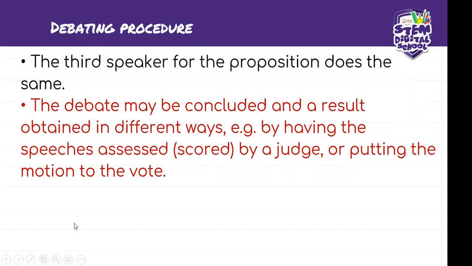Then the third speaker for the proposition side will do the same thing, which means that speaker will summarize their main points, try to persuade the audience to agree with the motion, to agree with them, and also attack the viewpoints of the opposition team. Then after this, the debate will be concluded and a result will be obtained in different ways.